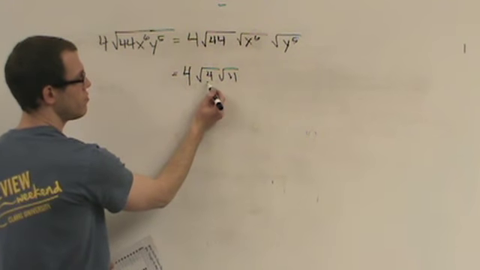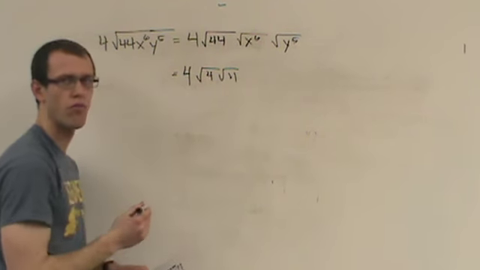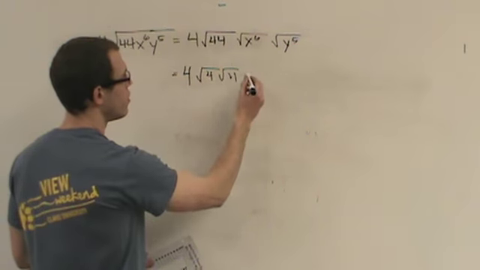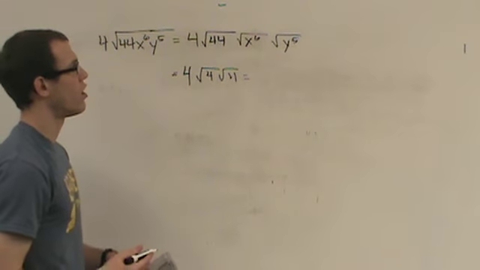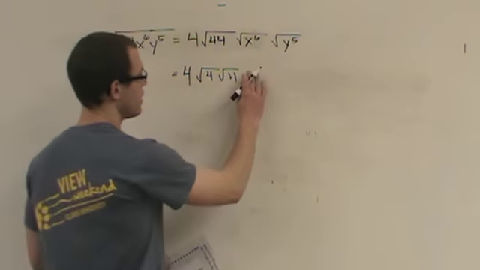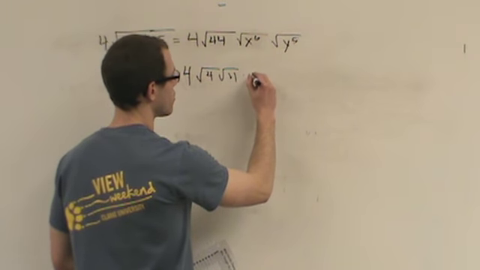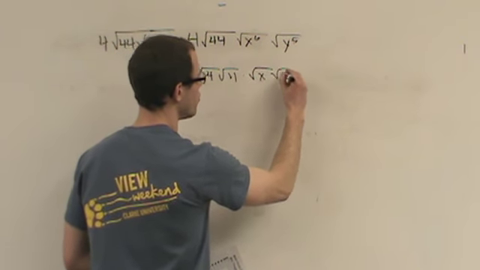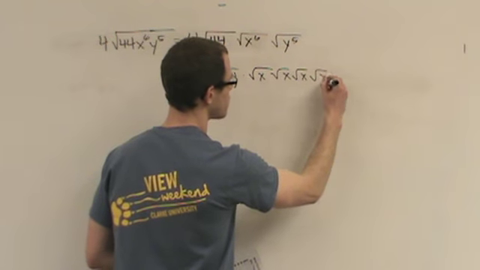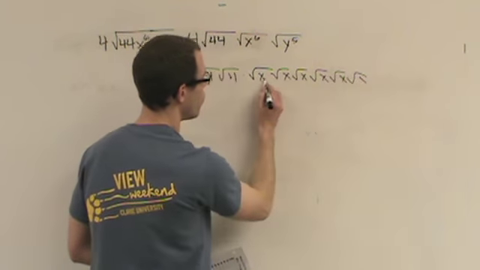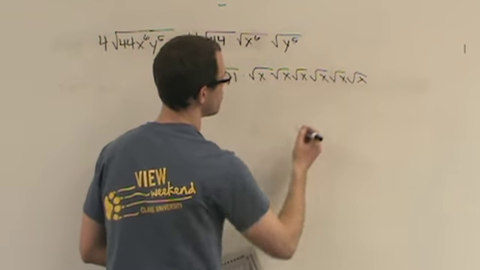4 times 11 equals 44. All right. Let's break down our square root of x. We can say that that's square root of x, square root of x, square root of x, square root of x, square root of x, square root of x. 1, 2, 3, 4, 5, 6 of them.